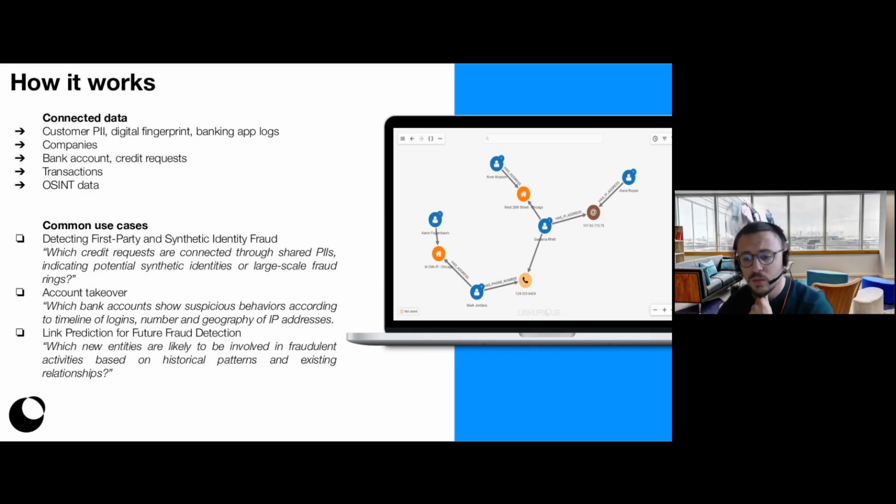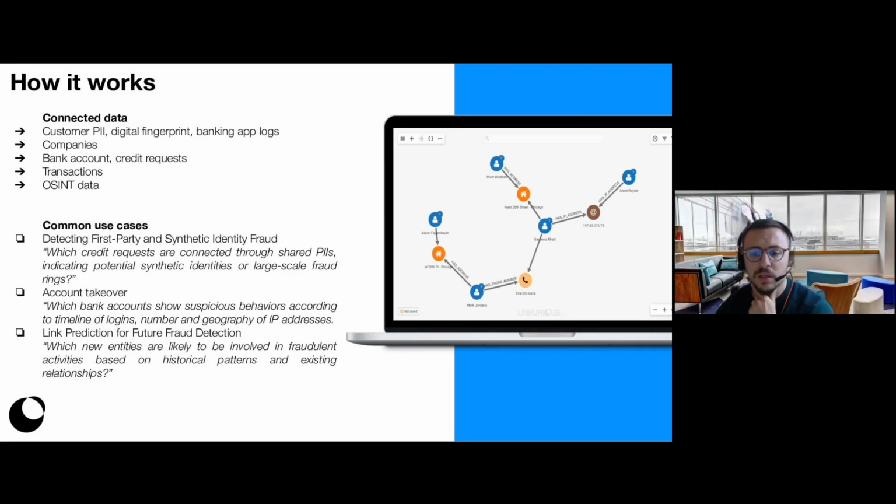The common use case for retail fraud investigation is detecting first-party and synthetic identity fraud. Typical questions that queries to the graph would answer are, for example, which credit requests are connected through shared PIIs, indicating potential synthetic identities or large-scale fraud rings.